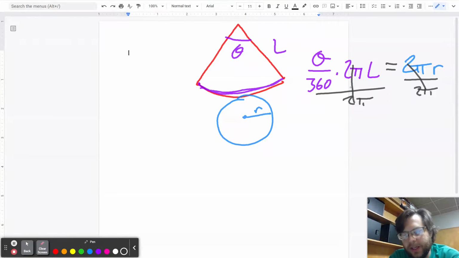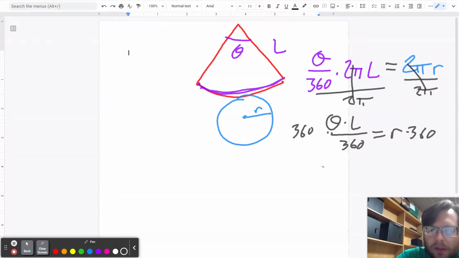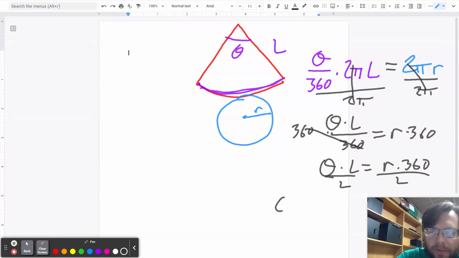And the angle theta is really hard to measure. So what I'm going to try to do is solve for the angle theta. So I have theta times L over 360 equals R. So we'll multiply both sides by 360. So we have theta times L equals R times 360, and then divide by L. So theta equals R times 360 over L.